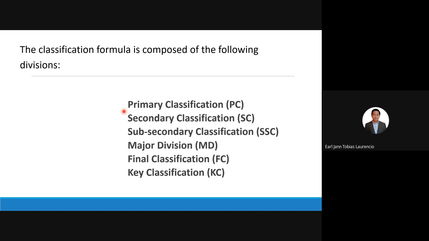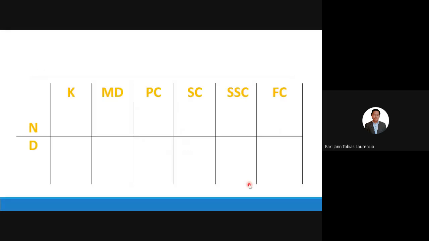Kasi, pag makikita ninyo yung classification formula, ganito ang itsura niya. Okay? This is an image of the classification formula. And that is the arrangement of the classification system at the classification formula. Okay? Mauuna ang key, tapos susunod ang major, primary, secondary, subsecondary, at final.